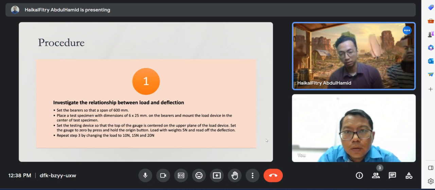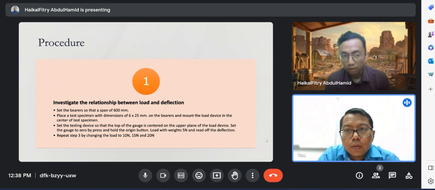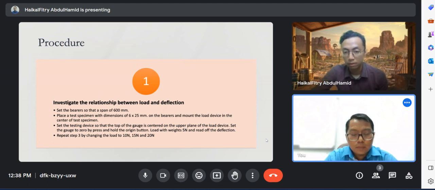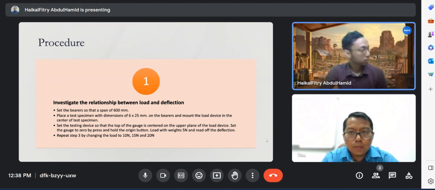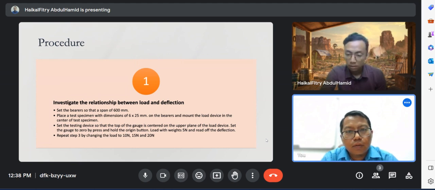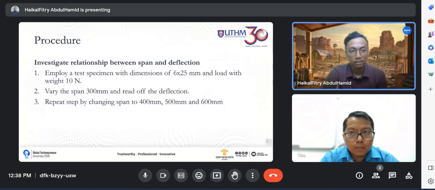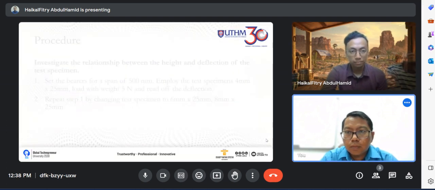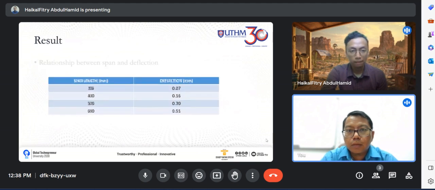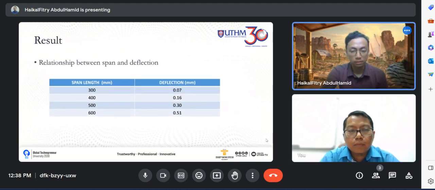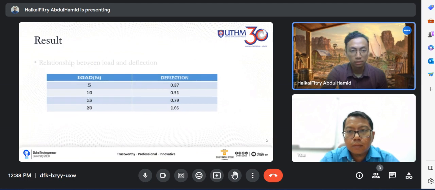And then observation, because 4 minutes already. Observation. Because for procedure, I think we can skip. Okay, alright, we skip to the observation. Alright. Okay. Rita. Oh, result. Sorry.